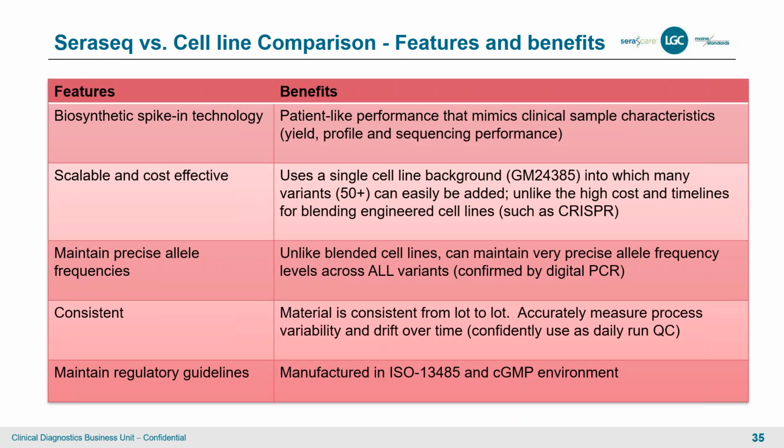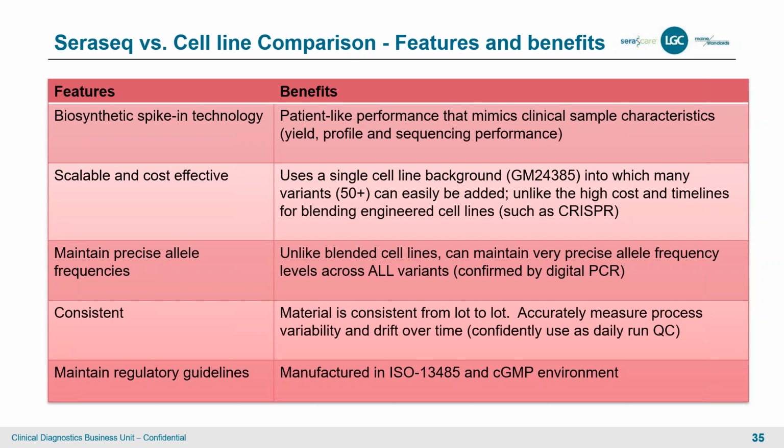So let me spend a little bit of time here to compare our Seraseq versus the cell line, which is one of the common options. Obviously we talked quite a bit about the biosynthetic spike-in. That is probably the most powerful advantage. If you think about cell lines in general, you have to find cell lines that have all these variants, which is extremely difficult. You have to CRISPR engineer, which can be extremely expensive.